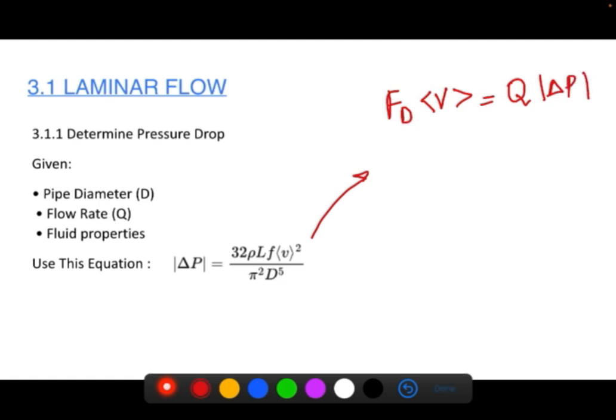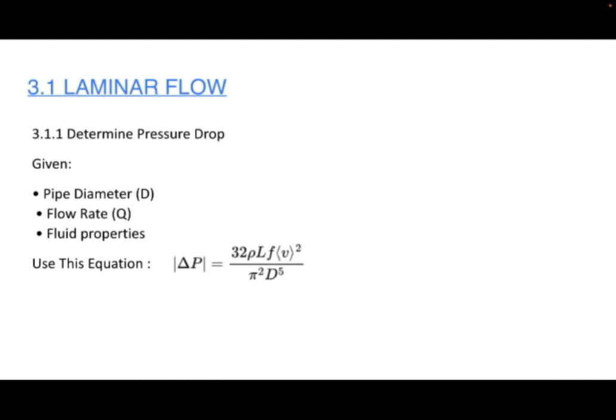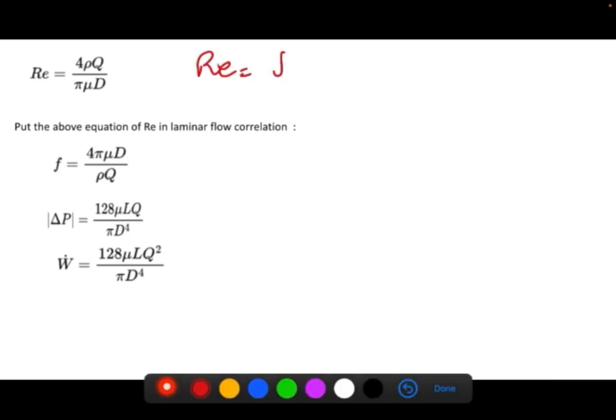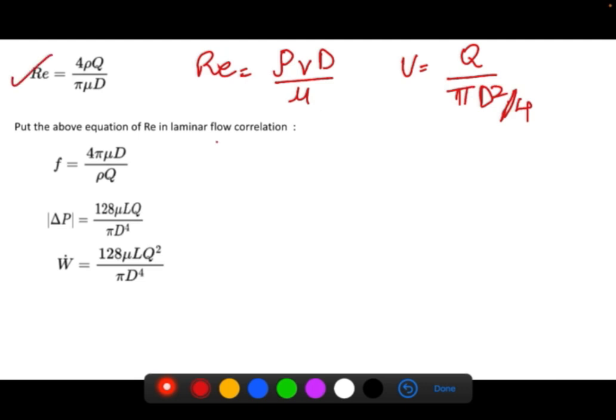Solving this further, we got the equation of delta P. Now we have the equation of Re as rho V d by mu. Here V could be written as Q by pi d square whole divided by 4. Putting this value of V into the Reynolds number formula, we get Re equals 4 rho Q by pi mu d.